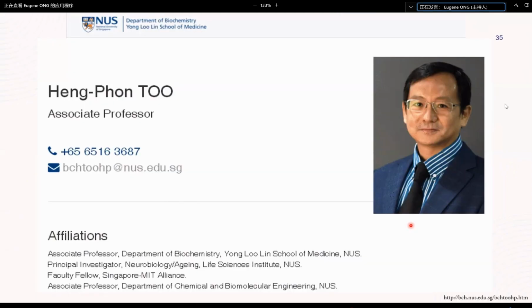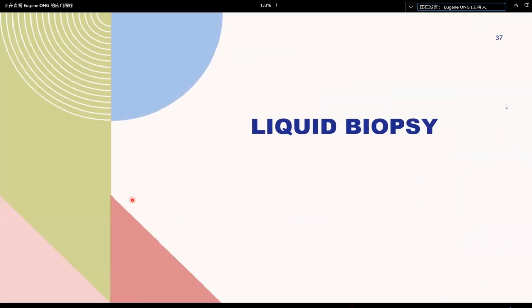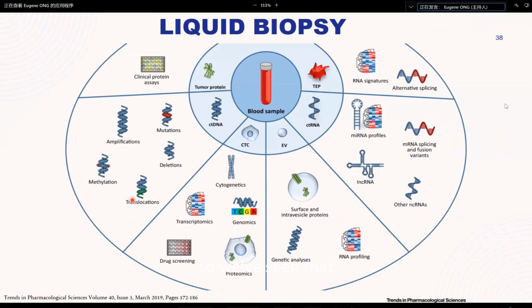So this is a talk given by Professor Tu from NUS several years ago at Inform when he attended one of our conferences here. He provided and showed us an evidence-based approach for identifying circulatory microRNA biomarkers using liquid biopsy. He told us whether this is achievable or not, whether it's practical, can we use it, and also some of the lessons learned from his research. We've seen just now that liquid biopsy is simply from a blood sample in more advanced medical settings with molecular capabilities.